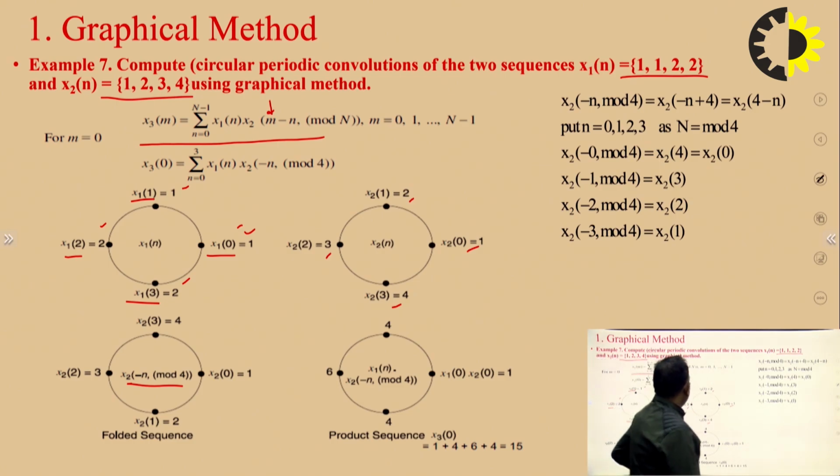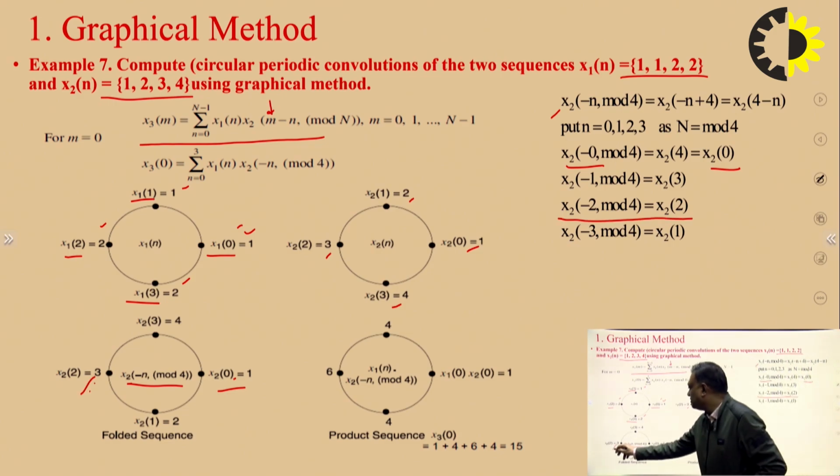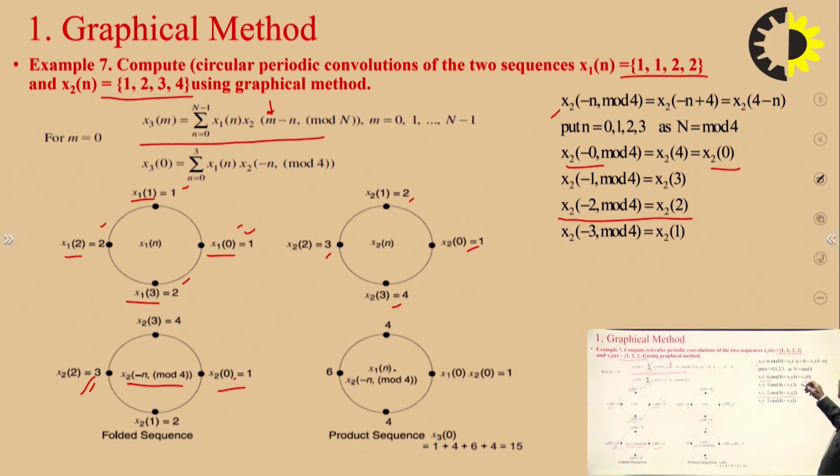You can see the value of x2((minus n) mod 4). When n equals 0, you get x2(0), so this value remains the same. x2(minus 2) equals x2(2), so this value also remains the same. But what about x2((minus 1) mod 4)? This becomes x2(3). And what is the value of x2((minus 3) mod 4)? This becomes x2(1). That's why these two values get interchanged in the case of these two sequences.